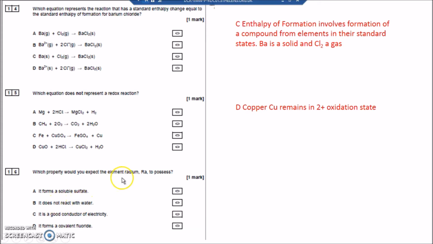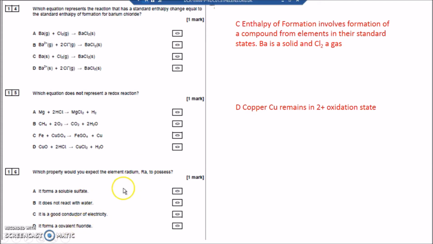It does not react with water. Yes, it's a metal, and most metals react with water, so it will react with water, especially one so far down the bottom of group 2. It's a good conductor of electricity. Yes, it will conduct electricity, so all metals conduct electricity.